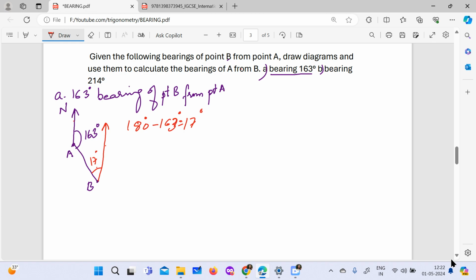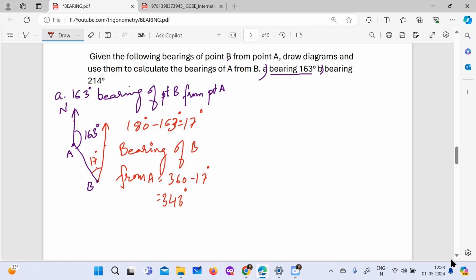So I hope this much is clear to everyone. We have done this question with two methods already in the previous session. You can visit that link. So the bearing of B from A will be 360 minus 17 degrees. That will be 343 degrees. I hope this is clear to everyone.